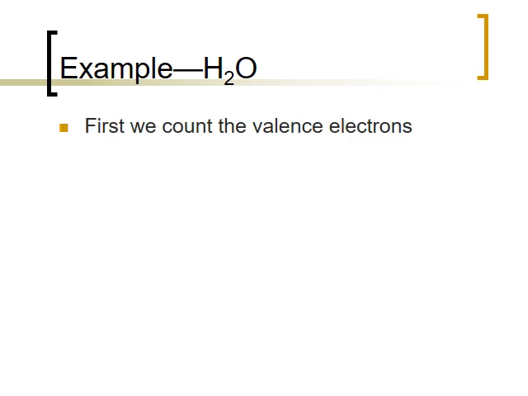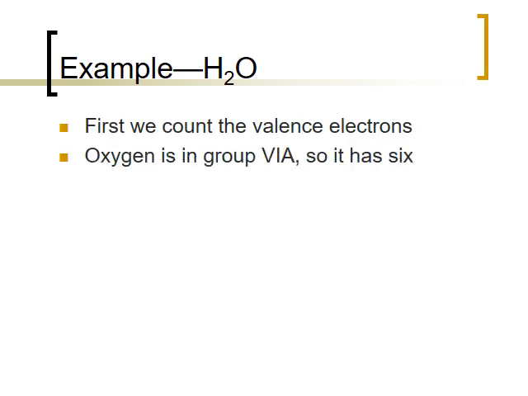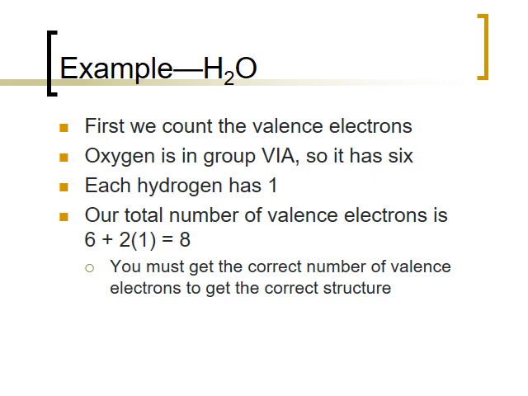First, we count the valence electrons. Oxygen is in group 6A. It has 6 valence electrons. Hydrogen is in group 1A. Each hydrogen has 1. There are 2 hydrogens. So our total number of valence electrons is 6 for the oxygen, plus 2 times 1 for each hydrogen, giving us a total of 8 valence electrons. So we are going to place 8 valence electrons, giving every atom that needs it an octet. You've got to get the correct number of valence electrons in order to get the correct structure.